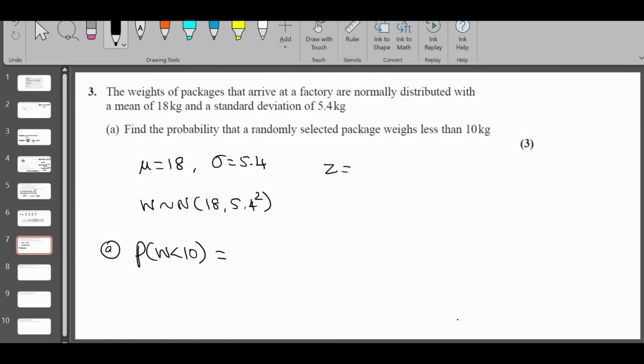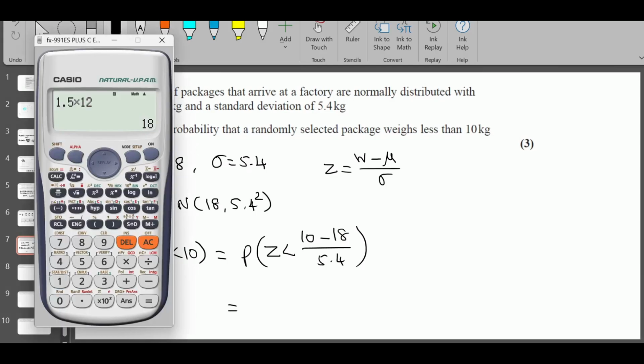Standardize using the coding: Z is x minus mu over sigma. In this case, W minus mu over sigma. So Z is less than 10 minus mu over sigma. So it's minus 8 over 5.4.